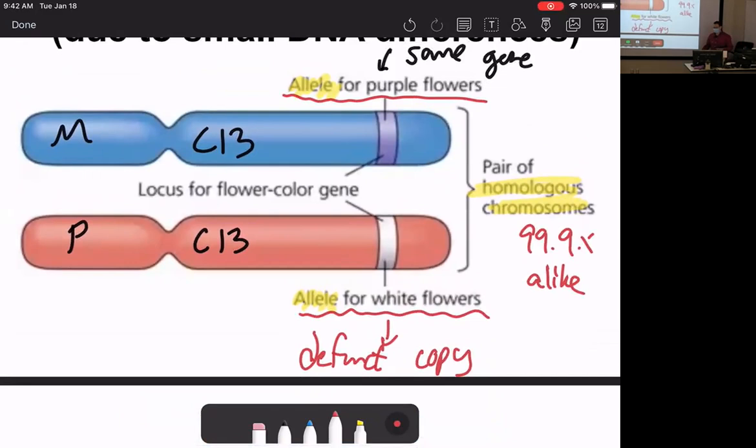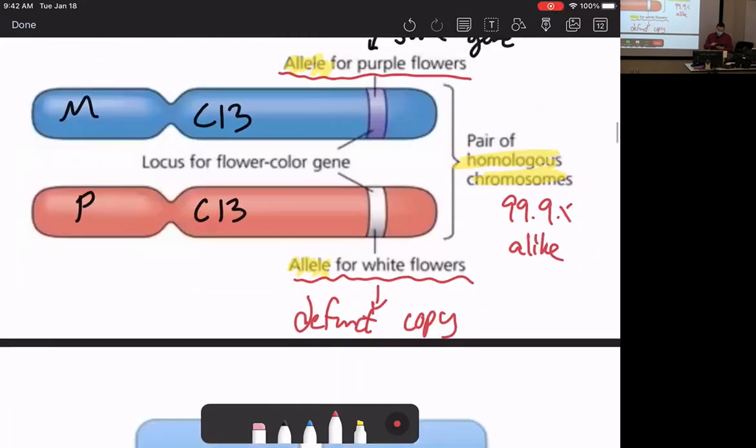Now, as far as dominant and recessive goes, this makes a little more sense why one purple copy shows up purple, right? You only need one copy, you're going to make the pigment, we're good. You need two broken versions of that white allele to actually have a white flower in this case, hence recessive.